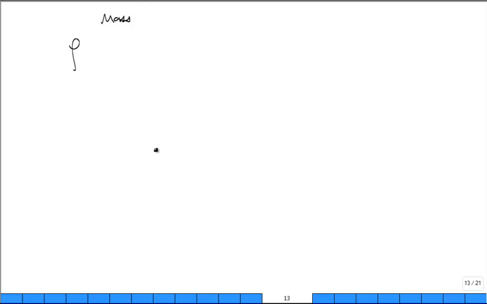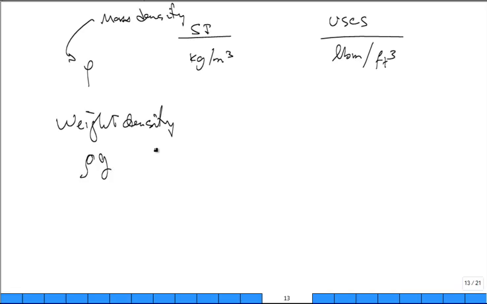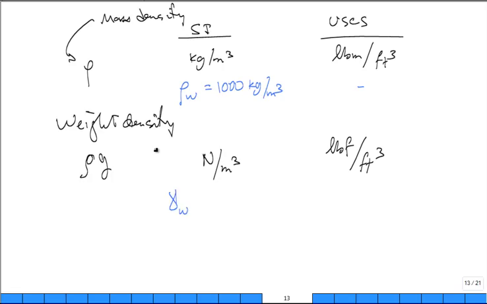Rho is mass density. In SI units, kilogram per cubic meter, USCS, lbm per cubic foot. True? That's rho, mass density. How about now weight density? Well, that's rho times g. And so that'll be newtons per cubic meter or pound force per cubic foot. For water, rho of water is 1,000 kilograms per cubic meter. True? Gamma of water is 9810 newtons per meter cube, or 9.81 kilonewtons. Almost 10 kilonewtons per cubic meter.